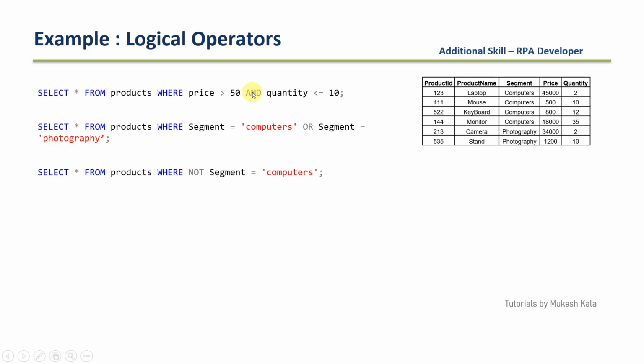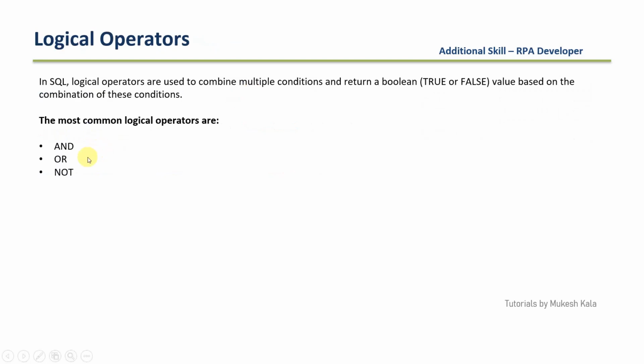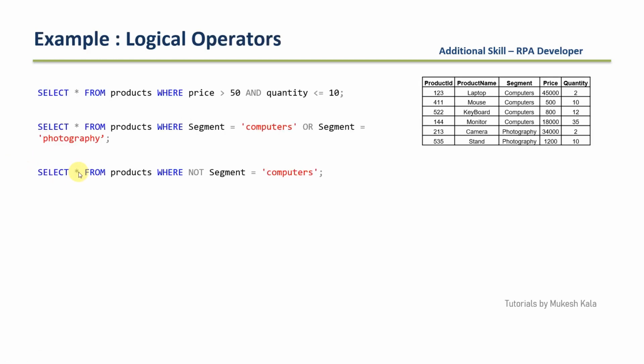Let's go back and have a quick recap. Logical operators allow you to have multiple conditions. Again, it gives you boolean true and false. The logical operators are AND, OR, and NOT. We have seen how you can utilize that. AND means both the conditions should be true, OR means either one should be true, and NOT means it negates. So this we have already covered, and I hope you got the understanding of the logical operators as well.